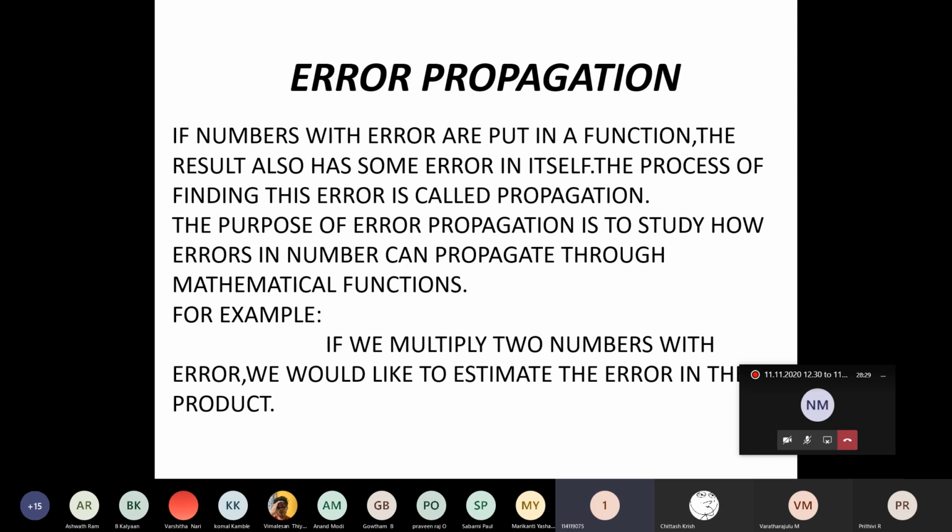The purpose of propagation is to study how errors in numbers can propagate through mathematical functions. Now let us understand this with an example. For example, consider two numbers, x and y, which have some error in them. If these both numbers are multiplied, that is xy, it is a function. xy also has some error. We will be excited to see what is the error in xy, so we need to learn how to propagate through functions. Next slide.